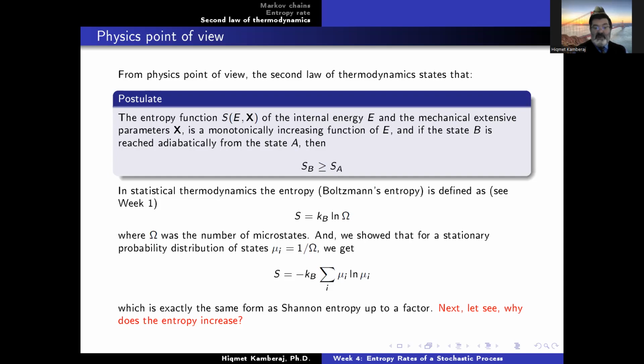Now, in statistical thermodynamics, the entropy, which is given by the Boltzmann's entropy, is defined from week 1 as S equal to KB ln of omega, where omega is the number of macrostates. Then we showed that for a stationary probability distribution, also shown in the first week, mu I is equal to 1 over omega. Then we get that S is equal to minus KB sum over all i's of mu I ln of mu I. And we said that this is exactly the Shannon entropy up to some factor. Now, the next question that we want to answer is, let's see why does the entropy increase?